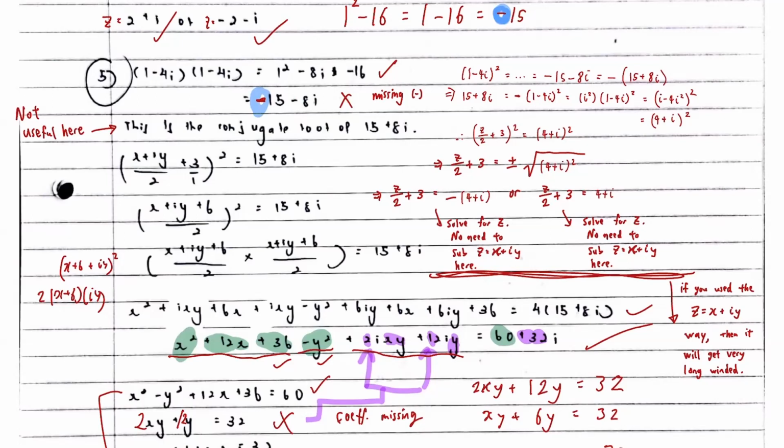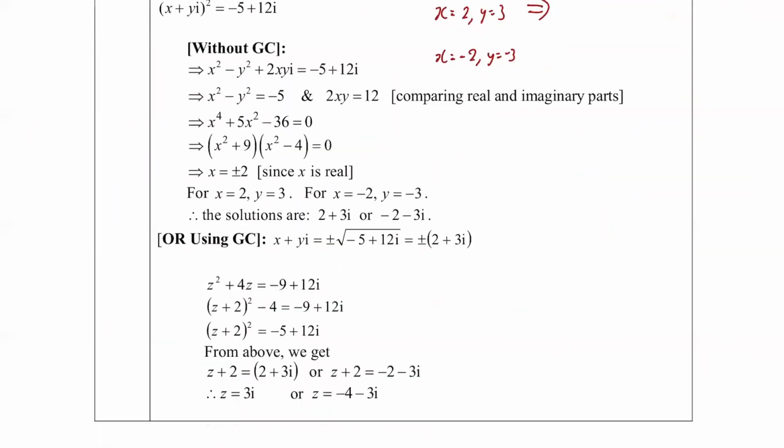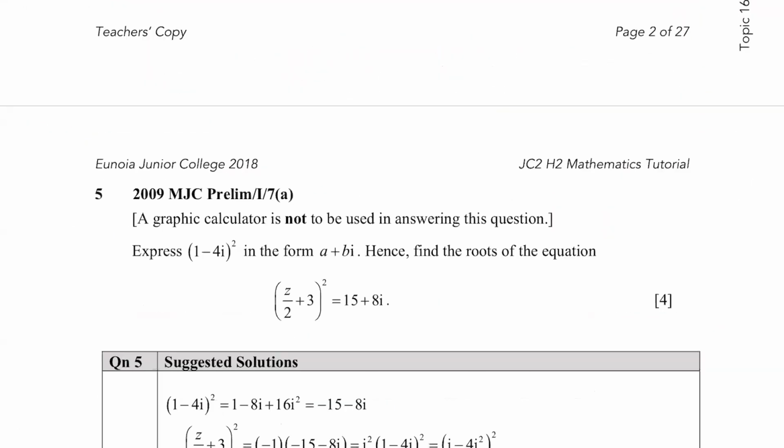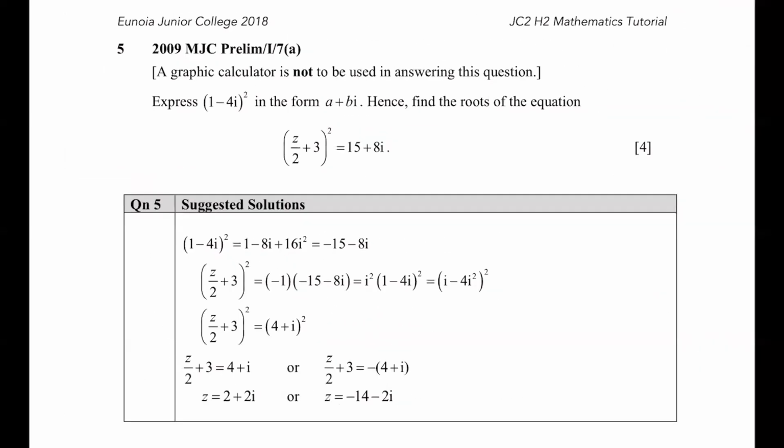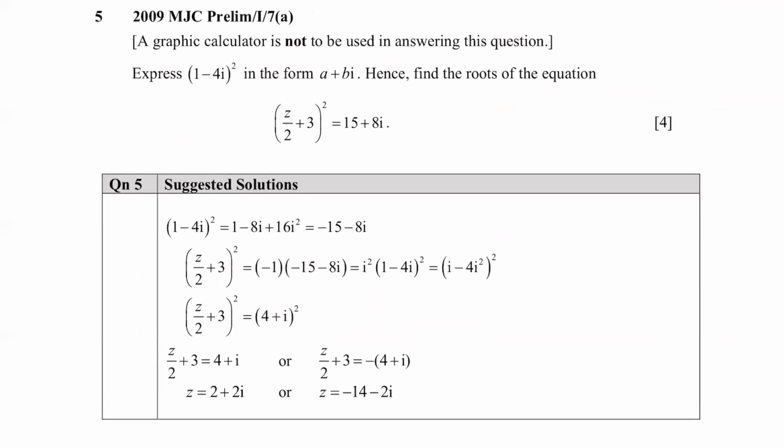Okay. Let's see. What is this question? I can't remember. What is question 5 talking about? Express 1 minus 4i squared in the form of a plus bi. Okay. Then you want to find the roots of this. Let me just go through the correct solution first. So over here, 1 minus 4i squared, you can just use a calculator to be honest, but since they said no calculator, then you just show some working. You get minus 15 minus 8i. Careless mistake, you forgot the minus here, forgot the minus over here.